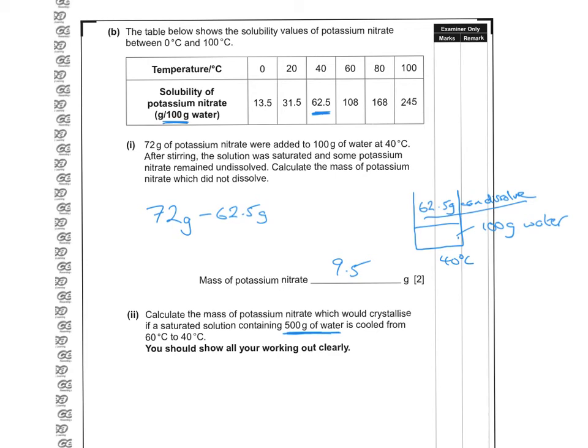We're told that it goes from 60 to 40 degrees Celsius. So if you imagine that you have your beaker, 100 grams of water. It's at 60 degrees Celsius, and at 60 degrees Celsius it can dissolve 108 grams of potassium nitrate.